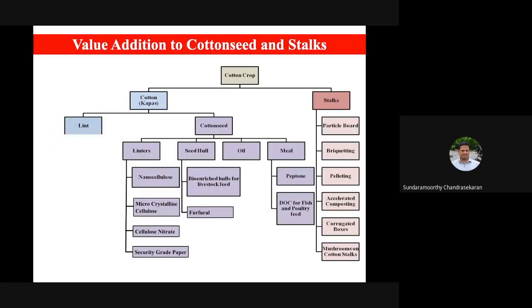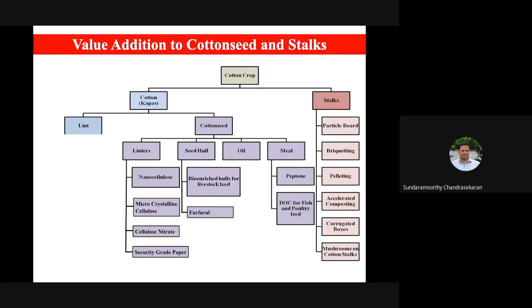Now coming to the other byproducts, that is the cotton seed and stalks. If you take cotton seed, the other products which come out of it are the linter, seed hull, oil, and the meal. What purpose can these be used for? Cotton linters are found to have the purest form of cellulose, almost 95% crystalline cellulose is present in the linters. So it gives the potential for extracting nanocellulose or microcrystalline cellulose, which have applications. MCC has application in the pharma industries, whereas nanocellulose has a wide application in diversified fields. And we can also make security paper or cellulose nitrate, which has an application in explosives, using these linters.